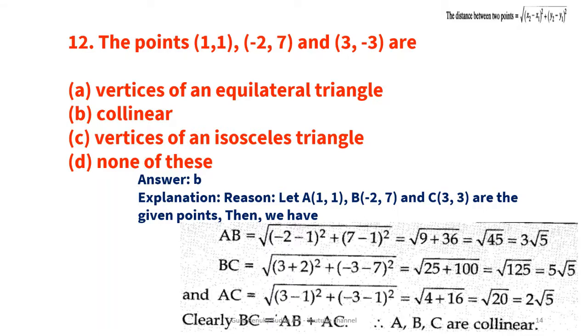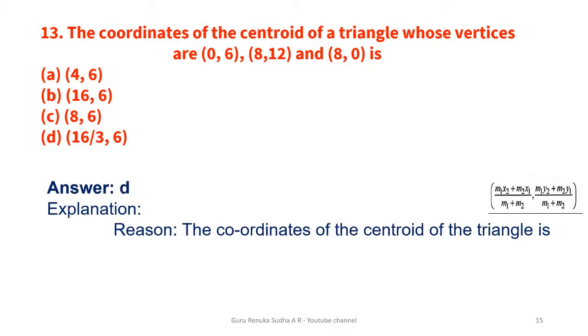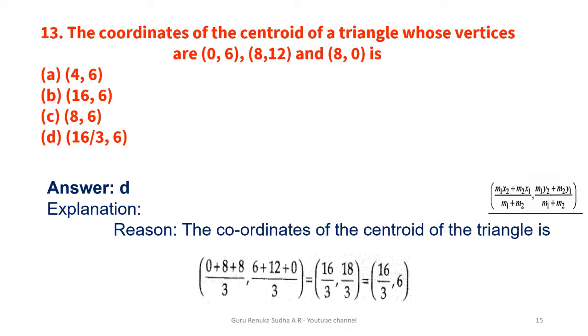The 13th problem. The coordinate formula you have to use. But here, look at here. Coordinates of the centroid of a triangle whose vertices are (6, 0), (6, 8) and (12, 8, 0) is. Then you have to substitute those values in that coordinate formula, x1 plus x2 plus x3 divided by 3 and y1 plus y2 plus y3 divided by 3. Here also you have to use that coordinate ratios formula. Then you can easily calculate that one.